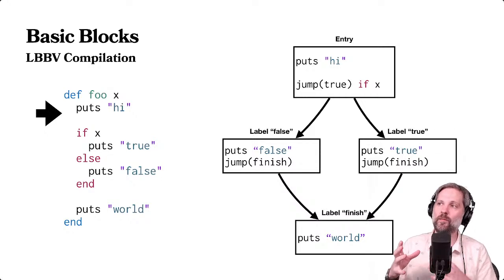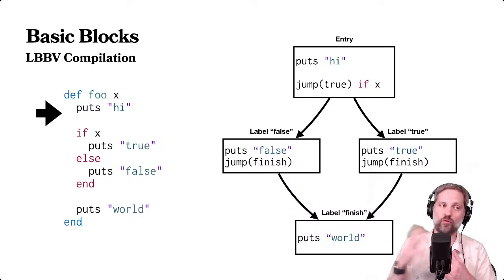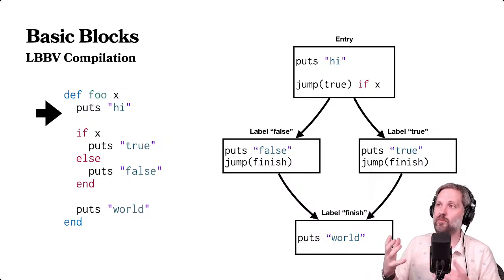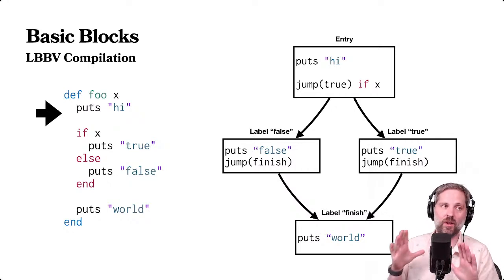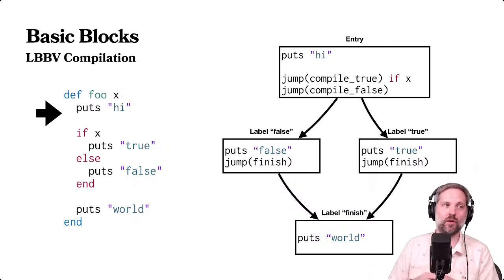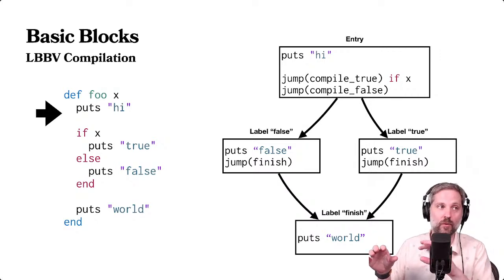But at the time, it doesn't know if we're going to jump to the true block or the false block. So lazy basic block versioning says, okay, I'm not going to compile anything else. I'm just going to compile this one block, and I'm going to insert what we call a stub at the bottom of that block. You'll notice that the labels I labeled, compile true and compile false, aren't the same as the two blocks below.